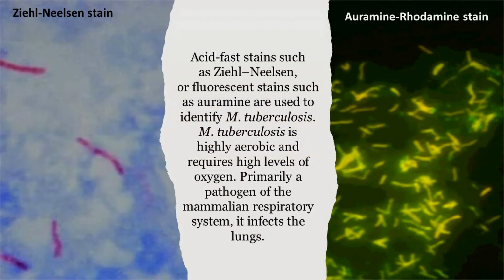Acid-fast stains such as Ziehl-Neelsen, or fluorescent stains such as auramine, are used to identify M. tuberculosis. M. tuberculosis is highly aerobic, and requires high levels of oxygen. Primarily a pathogen of the mammalian respiratory system, it infects the lungs.